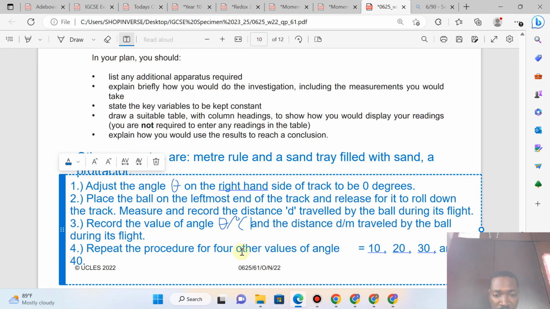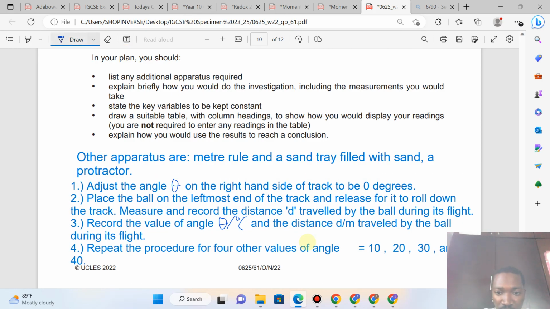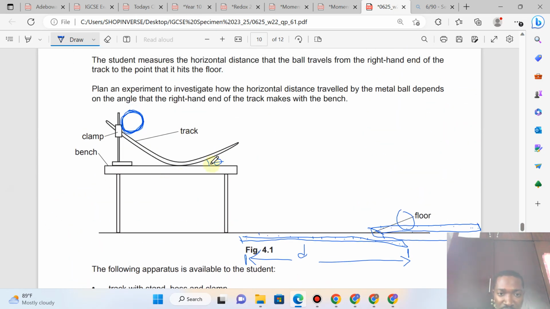What's next? Repeat the procedure for 4 other values of angle theta. So you now repeat the procedure when theta is equal to 10 degrees, 20 degrees, 30 degrees, and 40 degrees. So you vary this angle on the right hand side. You're starting with 0, when the right hand side of the track was completely flat. That's the first angle. Then you raise it a bit to be 10, then 20, 30, and 40. And for each of these angles, you repeat the procedure and measure the distance traveled during the flight.